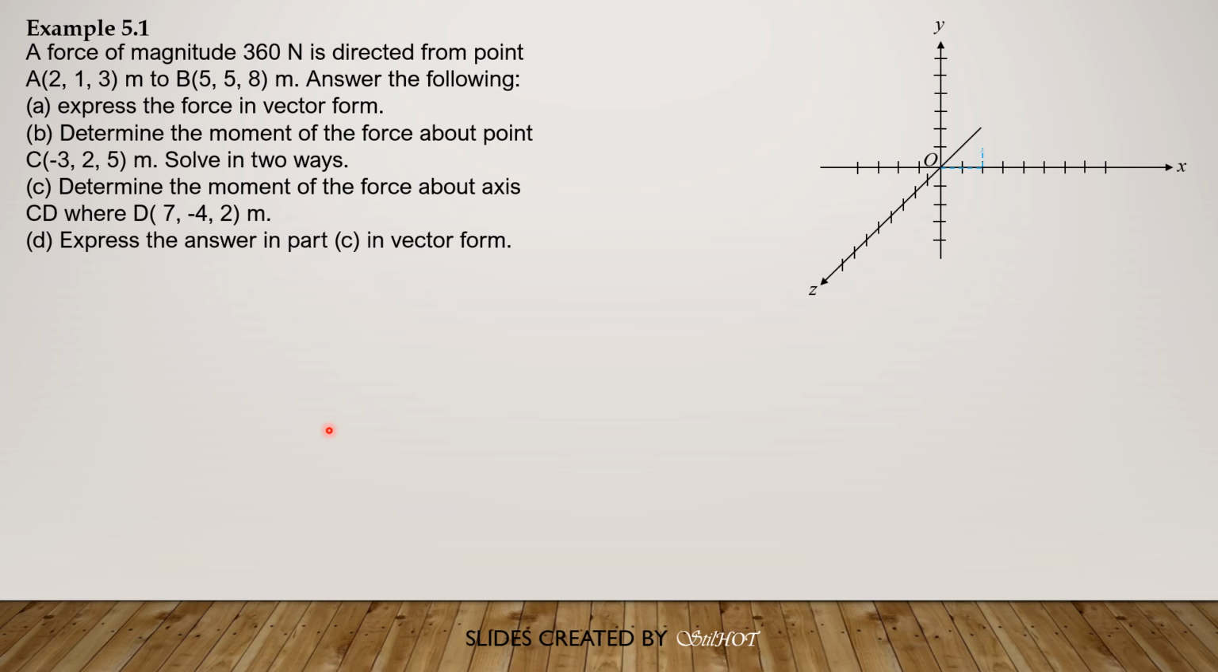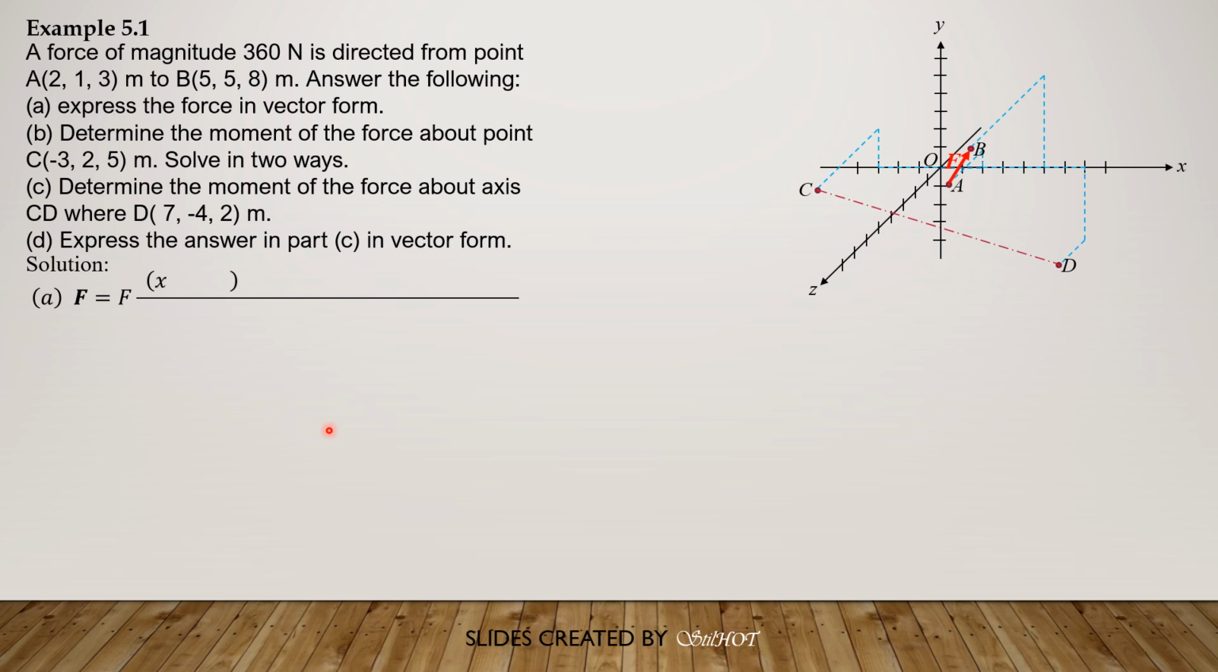So let's plot first the points. So that's point A. Then point B is 5, 5, 8. So that's point B. Then C is negative 3, 2, 5. So that's point C. And D is 7, negative 4, positive 2. So the force is directed from A to B. That's the force. So that's the axis CD.